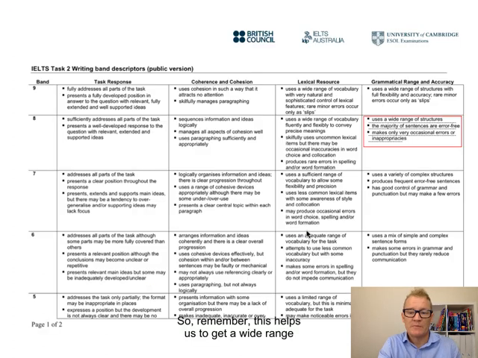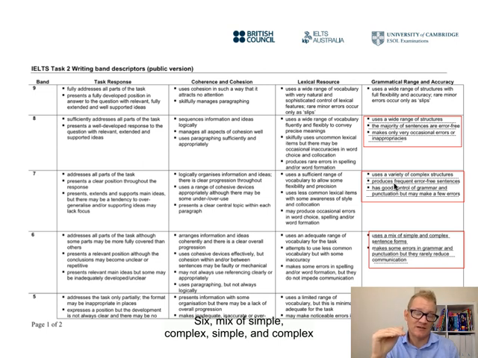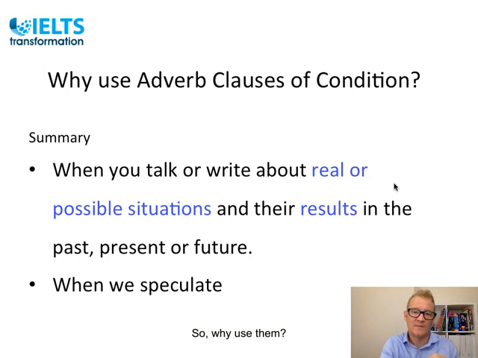So, remember, this helps us to get a wide range of structures for an 8, a variety of complex structures for a 7, and a mix of simple and complex sentence forms for a 6. So we need these for 6 and above. 5 is a limited range of structures.